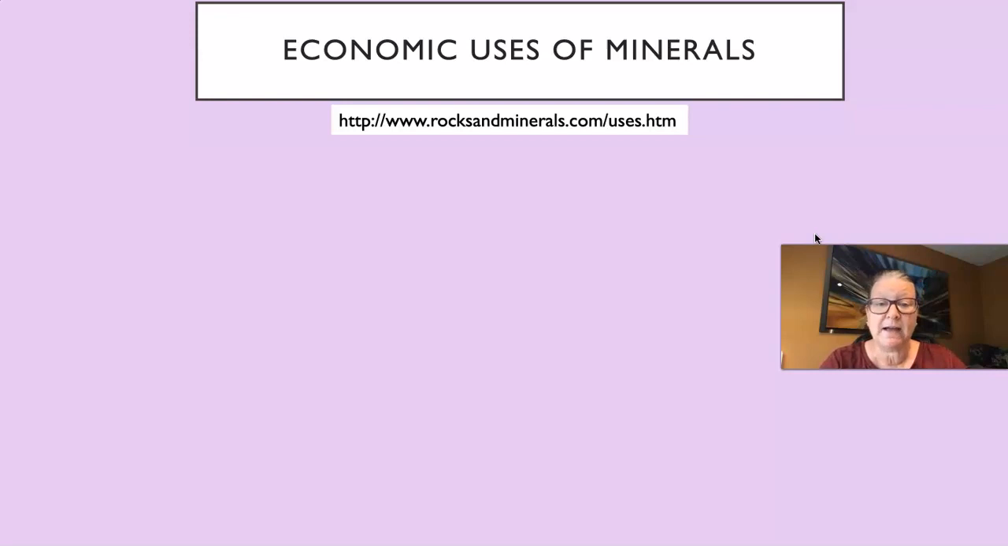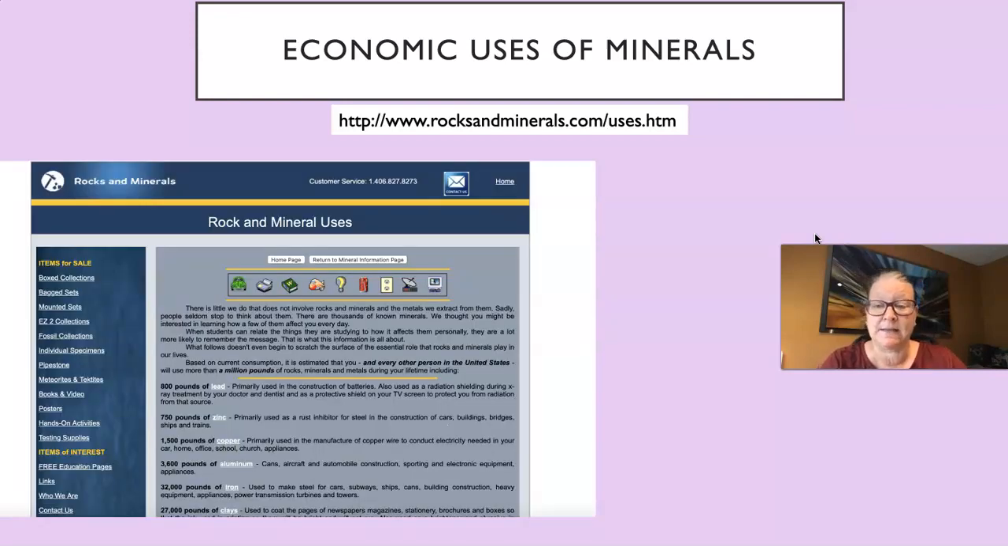So the website I have here is actually a commercial website that sells rock and mineral kits, but they have some really good pages that talk all about minerals. This web address right here will bring you to this page, and they start by telling you a little bit about how much the average person in the United States consumes in their lifetime. More than 1 million pounds of rocks, minerals, and metals. That's amazing. And they go through and they tell you exactly how that much material is used.